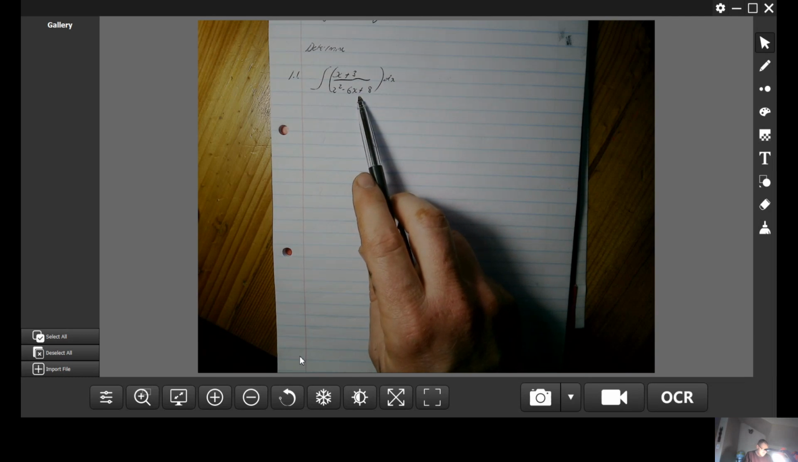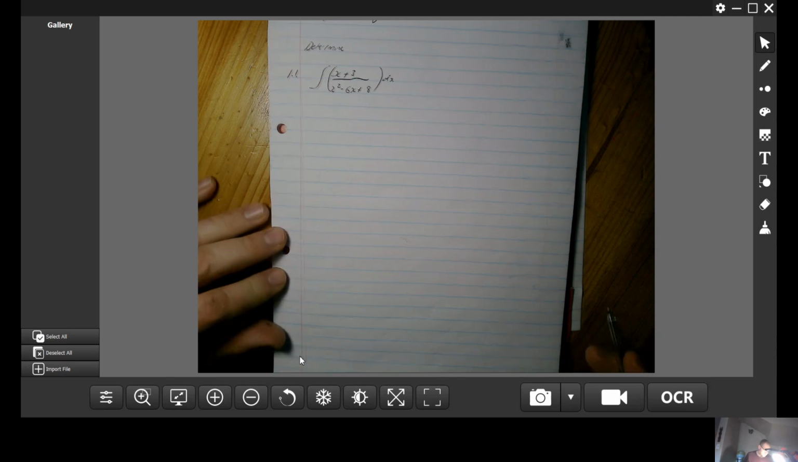Actually, will it work? If I let u be equal to x squared minus 6x plus 8, you get 2x minus 6, x minus 3, no, it wouldn't work. So substitution wouldn't work here. If it had been x squared plus 6, it would work, but x squared minus 6x isn't going to work.